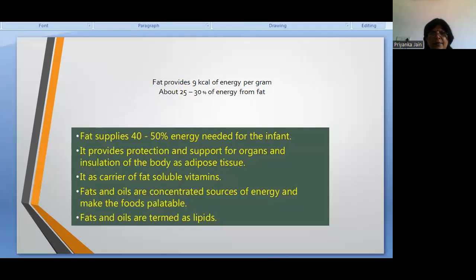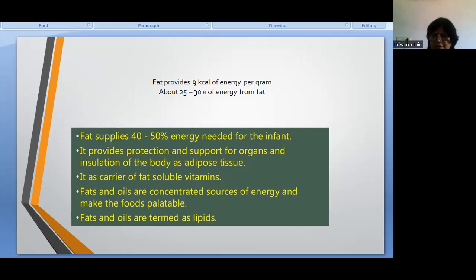Fat. Fat provides 9 kilocalorie of energy per gram, about 25 to 30% of energy. Fat supplies 40 to 50% of energy needed for the infant. It provides protection and supports organs and insulation of the body as adipose tissue. It is a carrier of fat soluble vitamins. Fats and oils are a concentrated source of energy and make the food palatable.